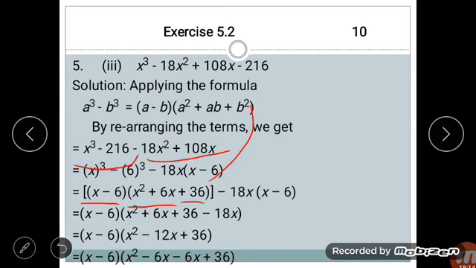Because if you multiply 18 with 6 you will get 108. Again, as this pair is starting with a minus sign, therefore minus is taken common here. Okay, now you can see again that x minus 6 and x minus 6 is a common factor, and the non-common factors are x square plus 6x plus 36 minus 18x.